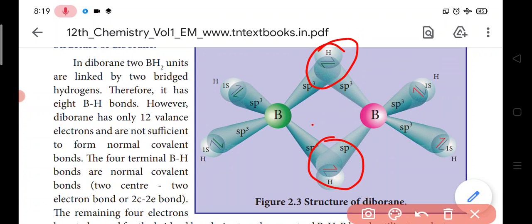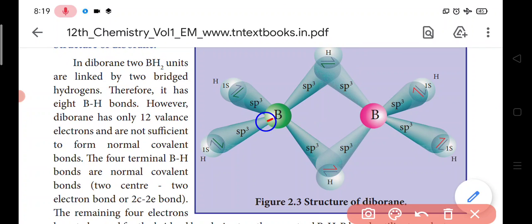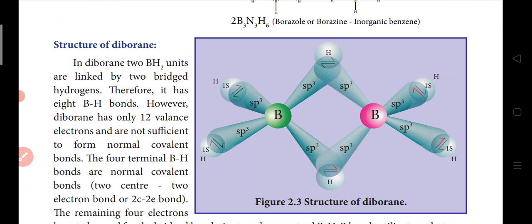So these 2 hydrogens are the bridged hydrogens, therefore it has 8 BH bonds. If you count the number of BH bonds, 1 2 3 4 5 6 7 8, so 8 BH bonds are there. However, diborane has only 12 valence electrons, not sufficient to form normal covalent bonds. It has only 12 valence electrons, but it needs 16 electrons, because for one bond formation we need 2 electrons. So 8 BH bonds require 16 electrons, but it has only 12 valence electrons.